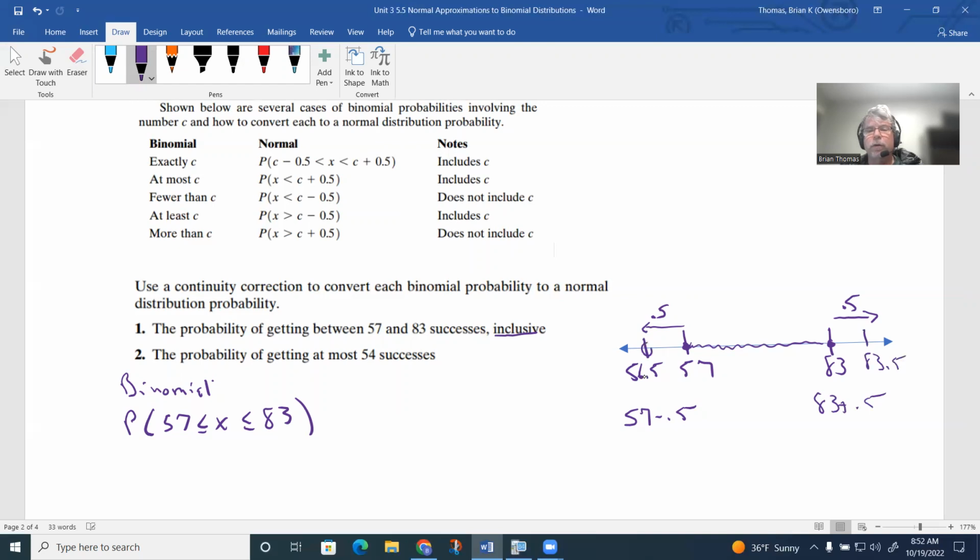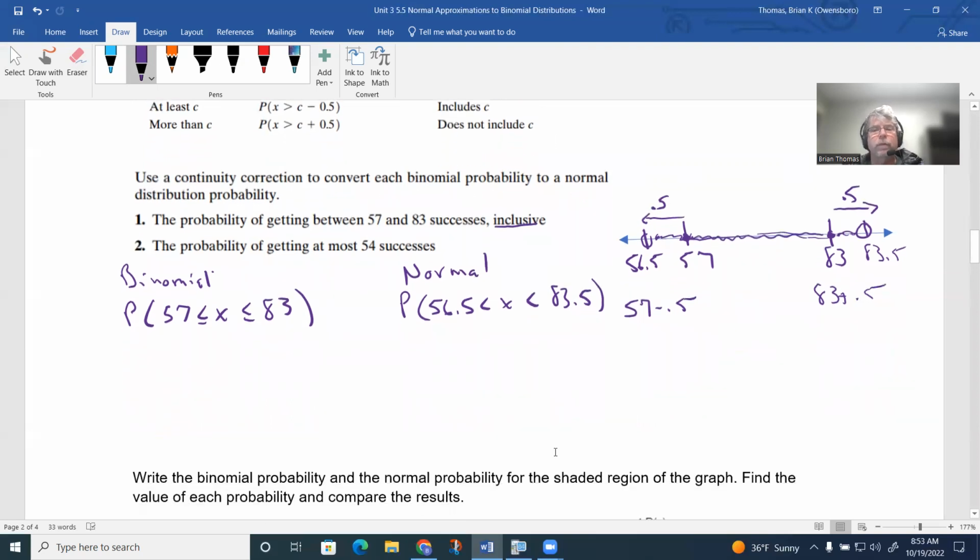So I'm going to be using that interval for my normal distribution, because it now does include the 57 and the 83 as well. So my normal probability would be the probability, again, your left bound would be that 56.5 is less than x, which is less than, and your right bound is going to be that 83.5. So that would be my normal distribution that I would use in my calculator.